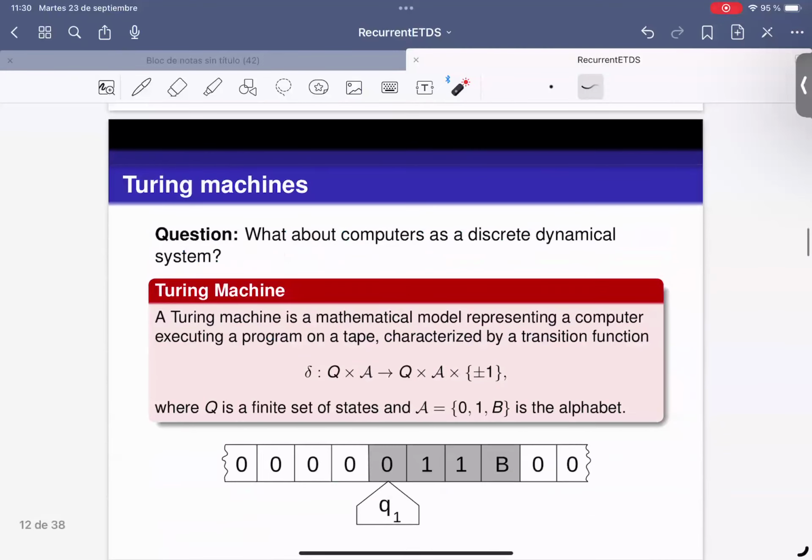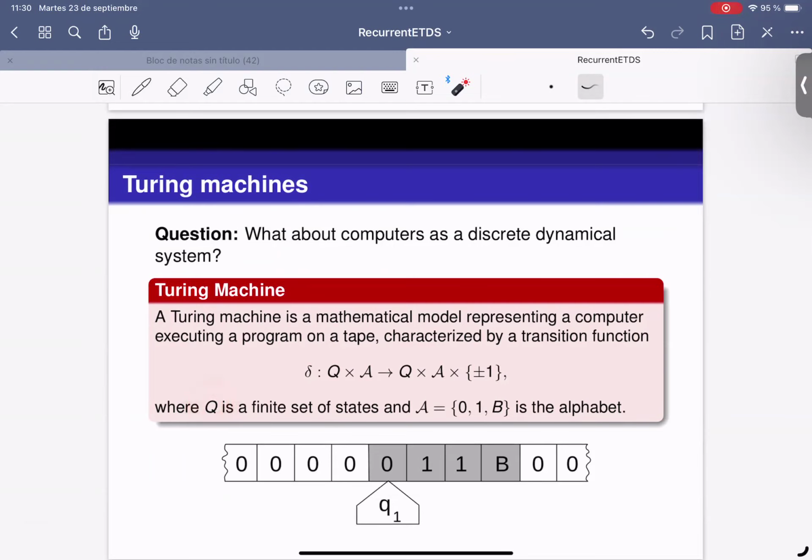So, okay, our favorite discrete dynamical system will be Turing machines. And what do we mean with a Turing machine? Let me explain why a Turing machine should be understood as a discrete dynamical system. A Turing machine, in proper terms, is a mathematical model of a computer. And the idea is that it is represented as a set of states, Q. So we have a finite set of states, Q.